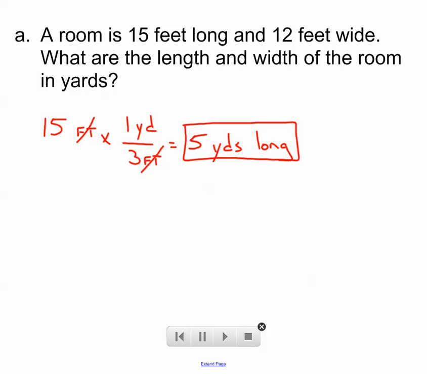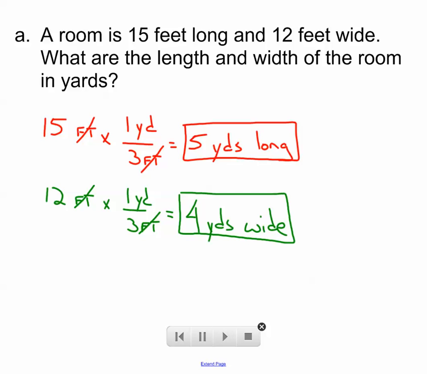Do the same thing with the width of the room. 12 feet wide. Use the same ratio. There's 1 yard for every 3 feet. Not only do feet cancel out here to leave us with yards, but 12 divided by 3 is 4. So this room is 15 feet by 12 feet, we could also say that it's 5 yards by 4 yards.